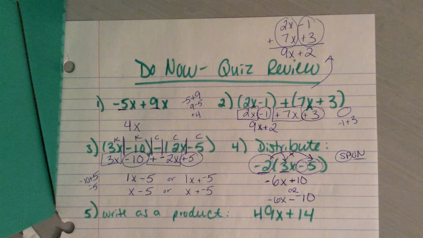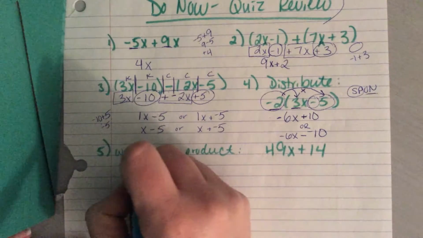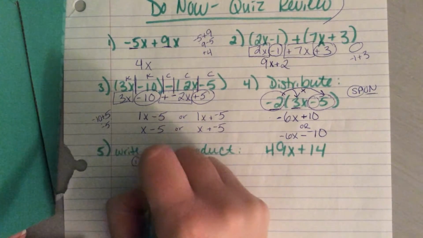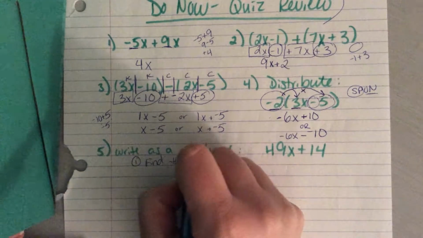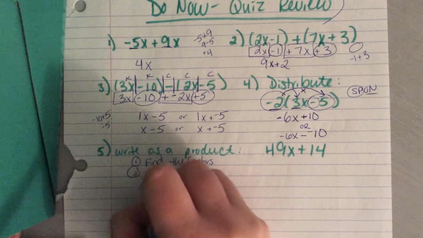All right, so our last one here, write out as a product. So there was more wording: find the greatest common factor, factor it out, write as a product. That is our end goal here. So we have 49x plus 14. So what we really want to do is find the factors. Once you find all the factors, you find the GCF.